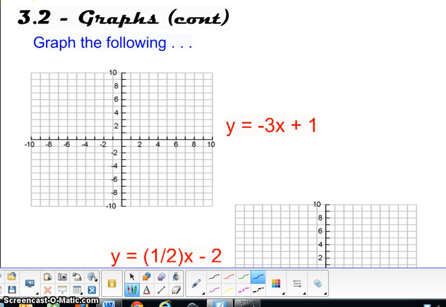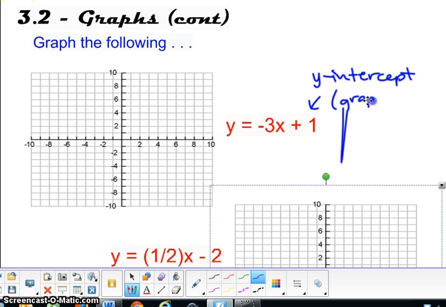Also in this section you would need to know how to graph. We already started with 1, but just as a reminder, the 1 at the end is going to be the y-intercept. And the y-intercept is the 1, which is where the graph crosses the y-axis. So that's a very important part of a graph.